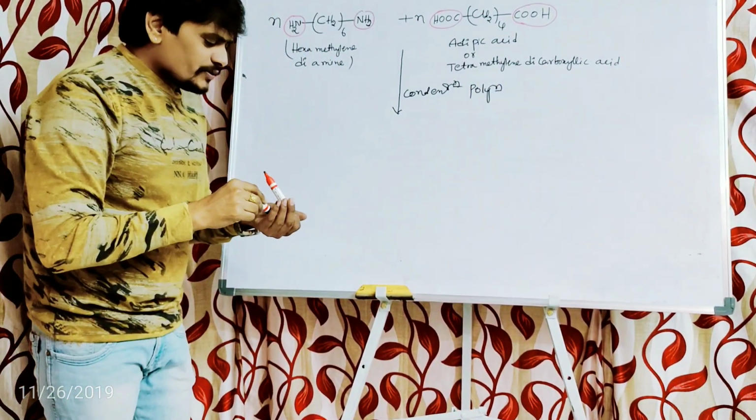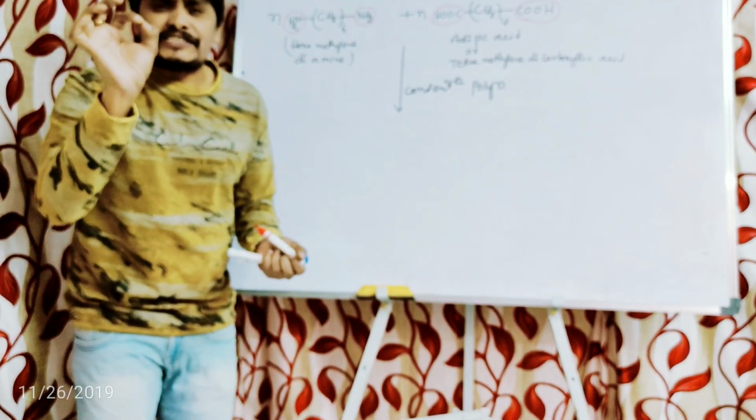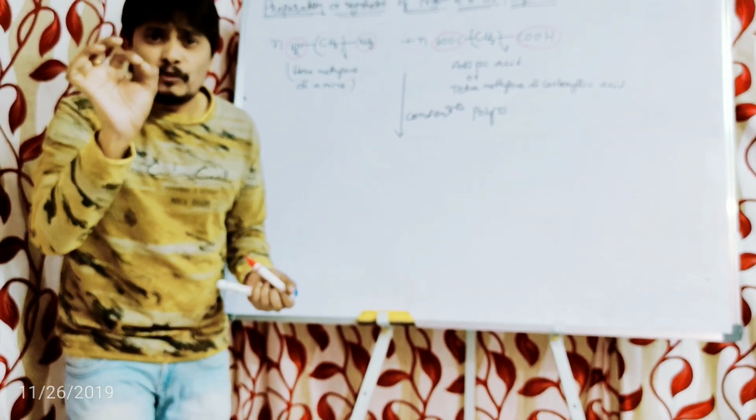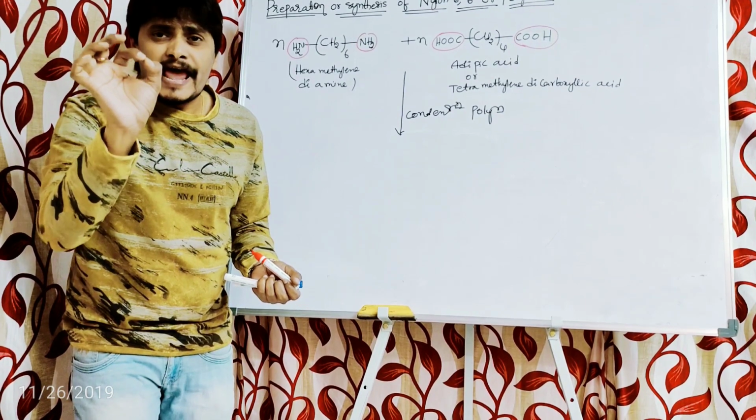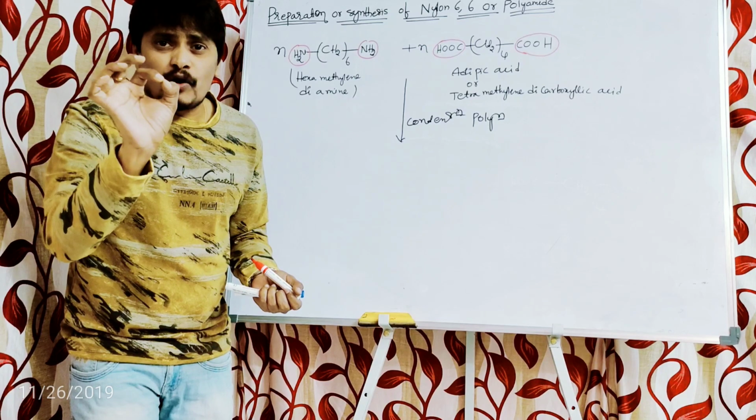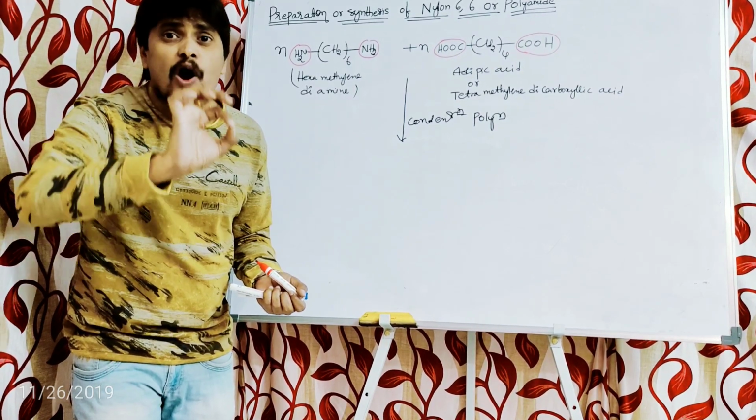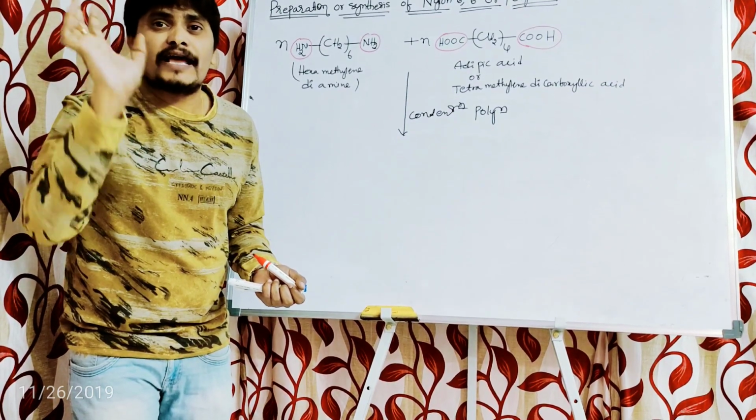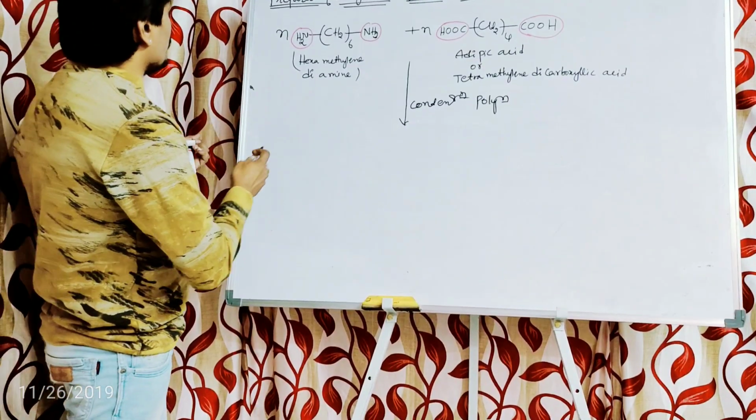So once again, students, write down the structure of nylon 6,6 in such a manner that I remove the hydrogen from the amino moiety of hexamethylene diamine, and I remove the hydroxy group from the carboxy moiety of tetramethylene dicarboxylic acid, or adipic acid. Accordingly, what will you get, students?